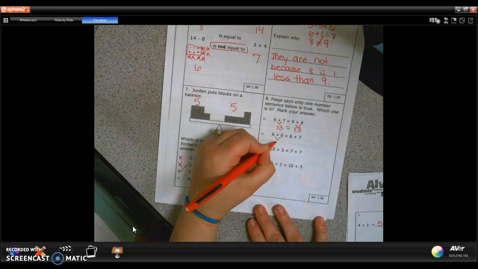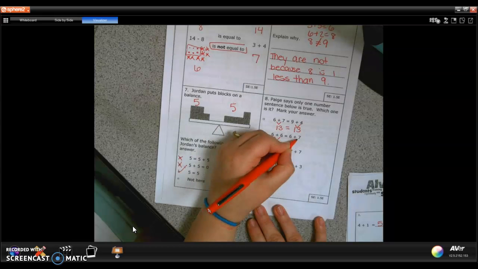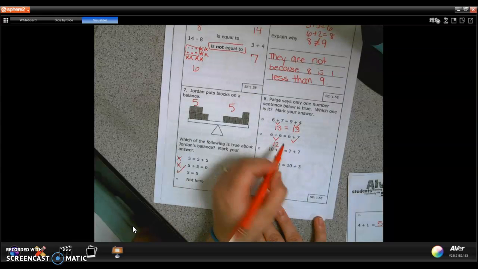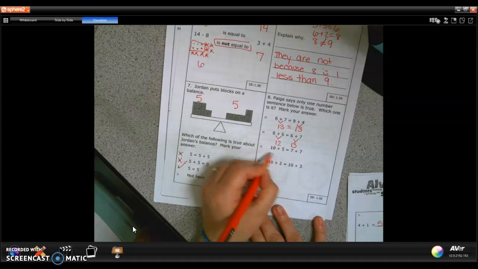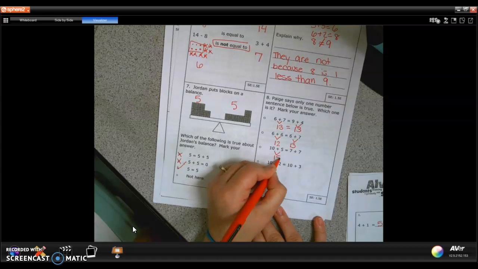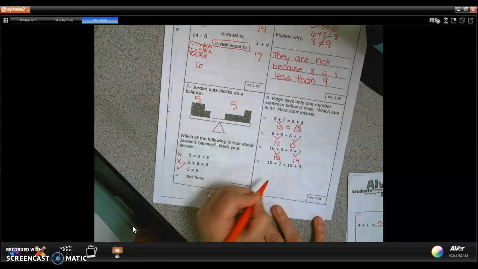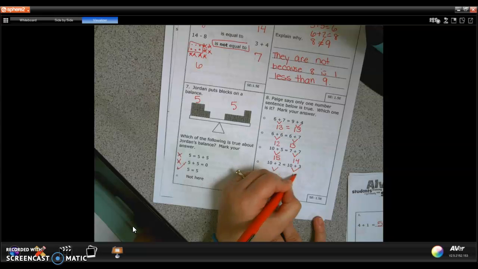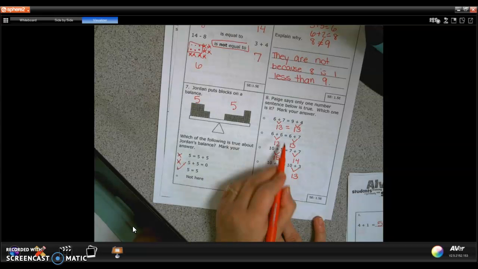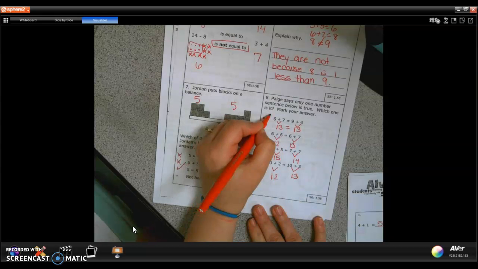12 and 12 is a double. I know that's 12. So 6 plus 7, that's 12 and 1 more is 13. 10 plus 5 I know is 15 because I'm adding to 10. 7 plus 7 is a double. That's 14. 10 plus 2 I'm adding to 10. That's 12. 10 plus 3 is 13. The only one where the numbers are the same or equal is this top one.